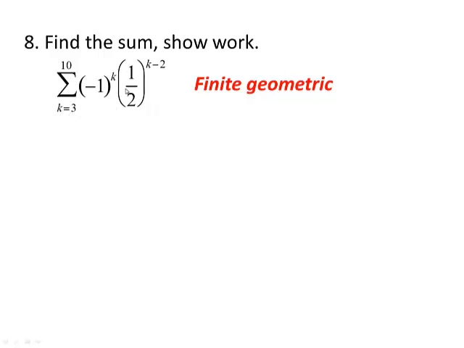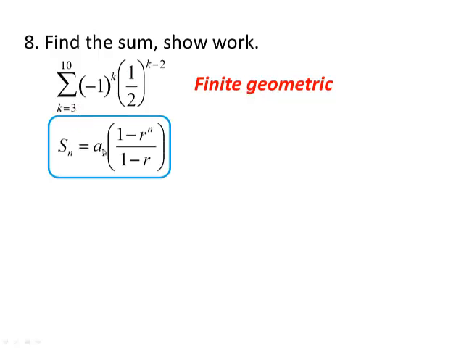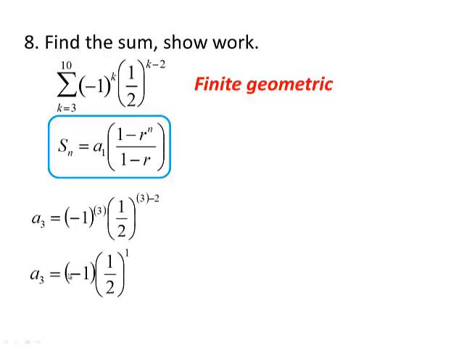So I'm going to find the first term, which means that k is 3. Okay, and this is for my finite geometric sum. We need the first term, which means that k is 3. We're going to put a 3 in here, and we get negative 1 to the third power is negative 1. 3 minus 2 is 1, and we get negative 1 times 1/2, which means the first term is negative 1/2.